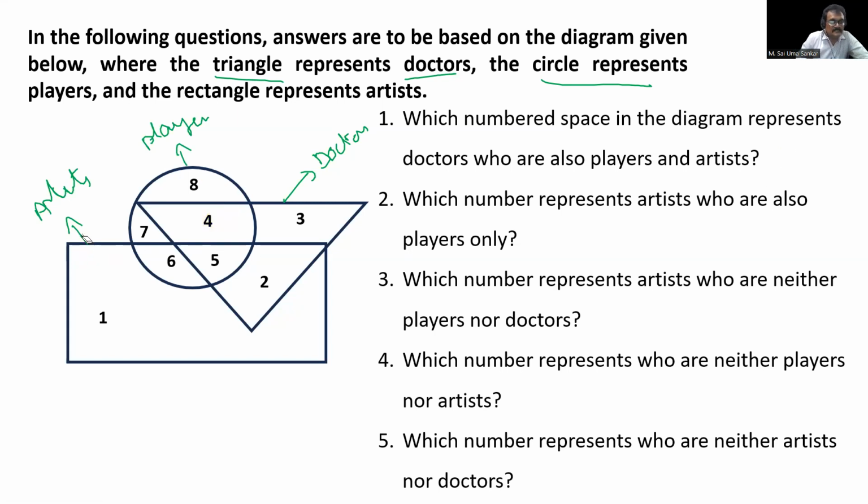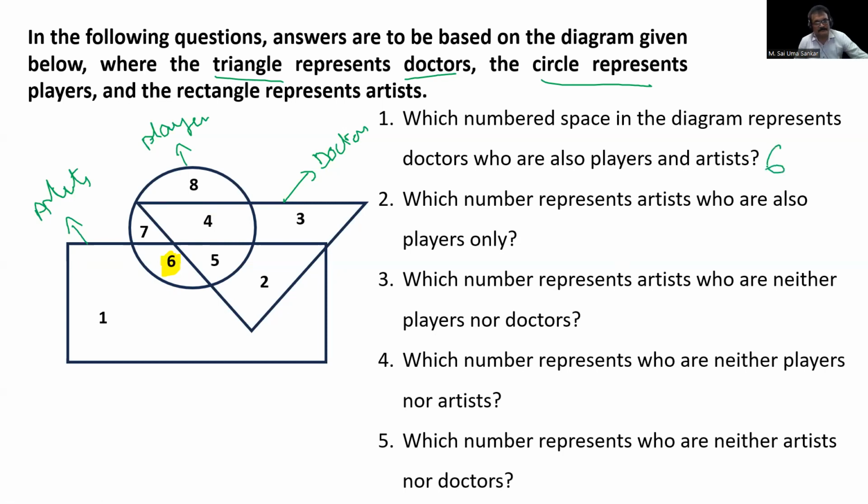Artist represents the rectangle, and players represents the circle. So what do we require? We require the rectangle and the circle. So what about this one? Does this 6 represent the rectangle and circle or not? So what is the answer? Answer: 6 is the correct answer.